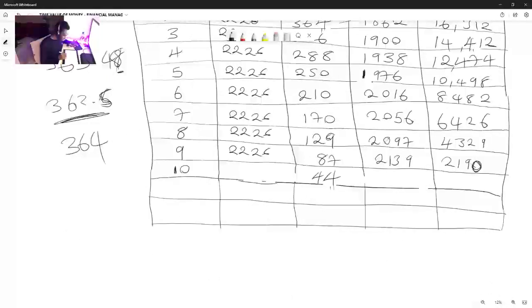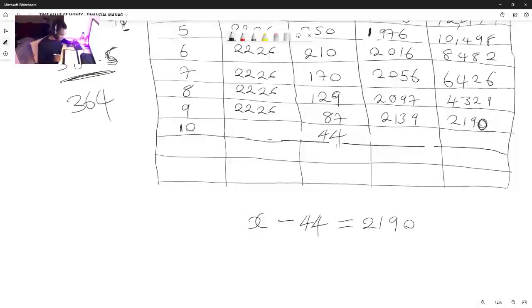So in order for us to do that, we're going to say x minus 44 is equal to 2,190. A very simple method, like I mentioned, straightforward, straight to the point. So what we're trying to do here is find x. So x in this case is our payment.